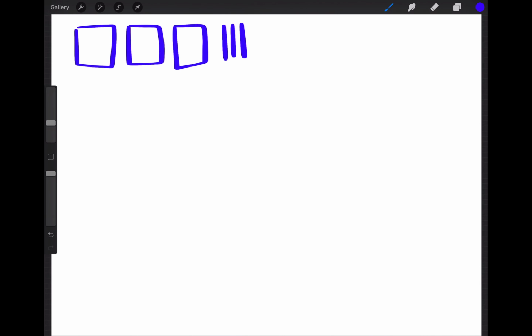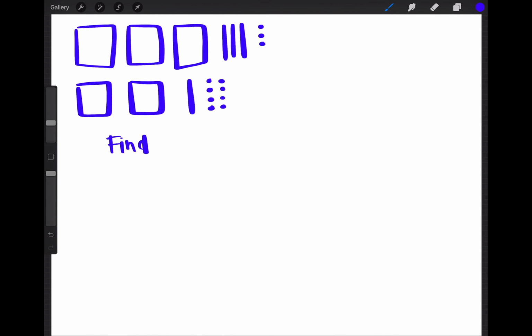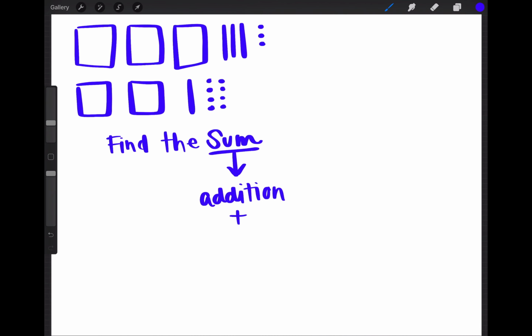Now, for this first problem, I've drawn 3 hundreds, 3 tens, and 3 ones. And I'm also drawing 2 hundreds, 1 10, and 8 ones. Okay? Now, I want you to find the sum. Go ahead and find the sum of this problem. That means you're going to add. Go ahead and add this up.